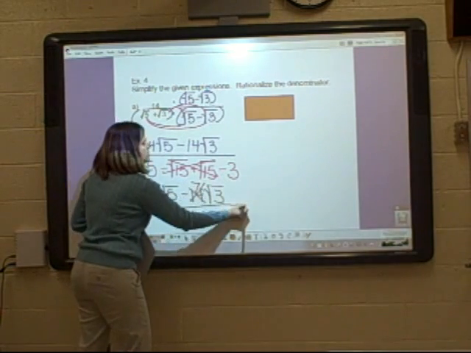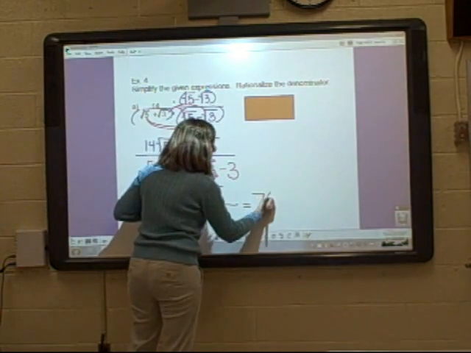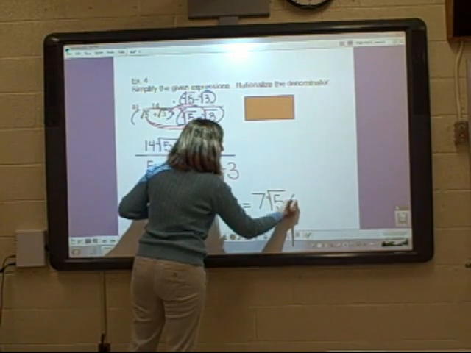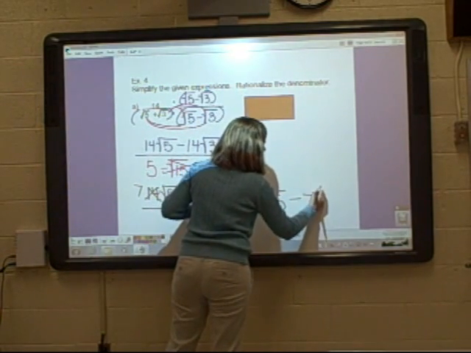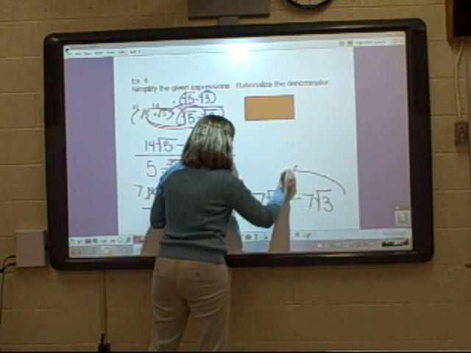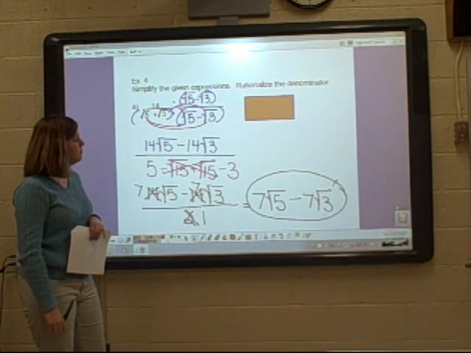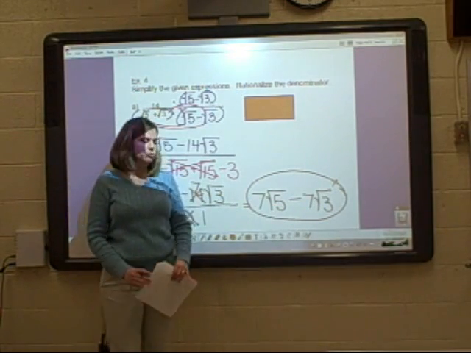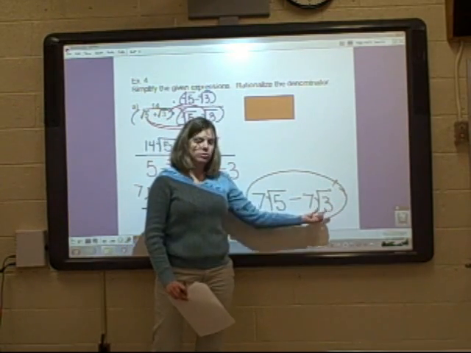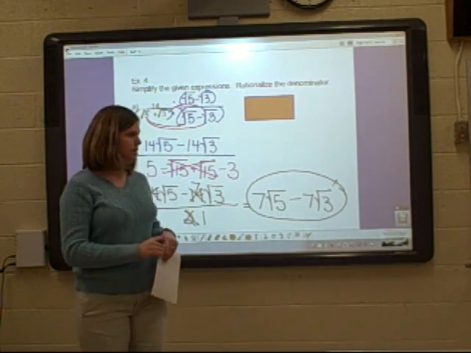So we end up with 7 root 5 minus 7 root 3. Once again, we can't actually subtract these because they're not like terms. Look at what's under the radical. We have square root 5, square root 3, so we just have to leave it as it is.